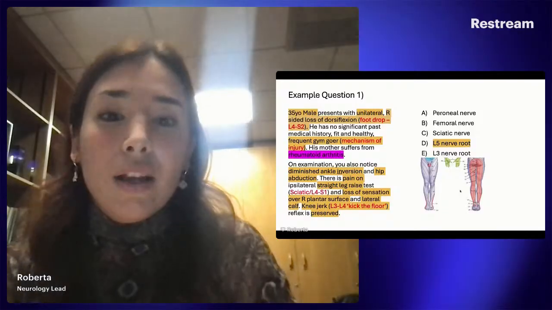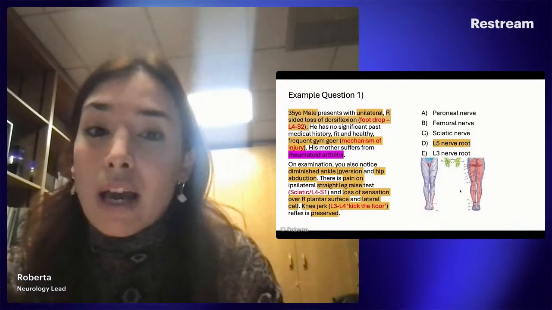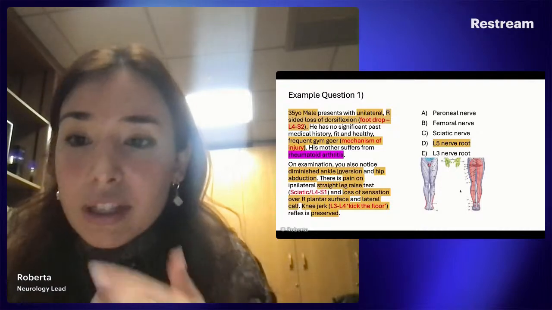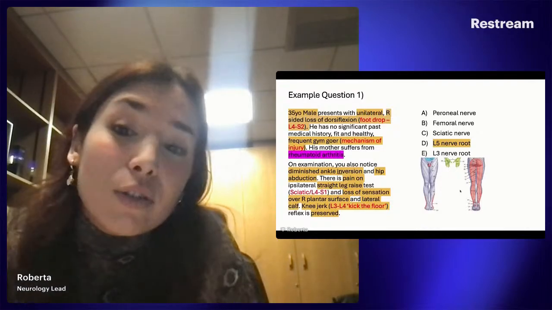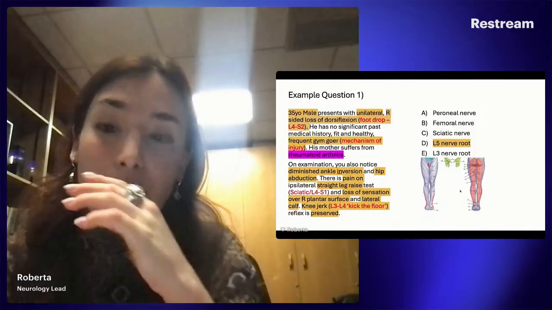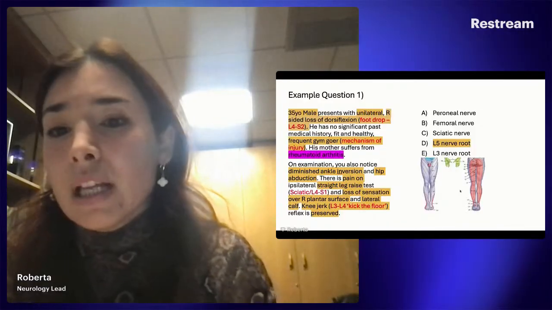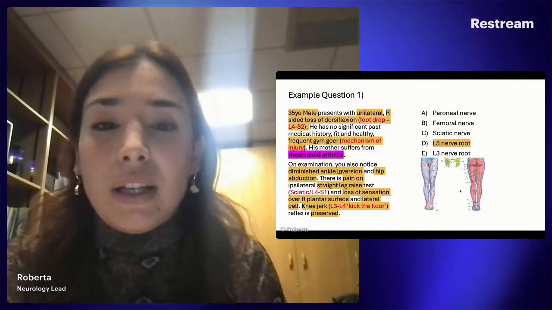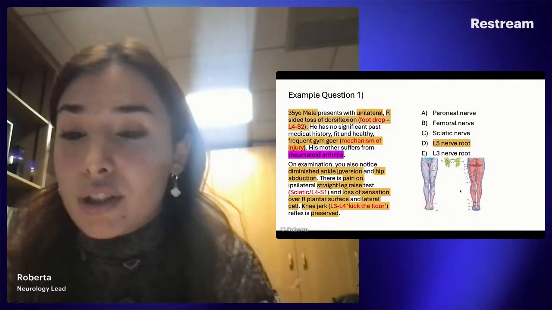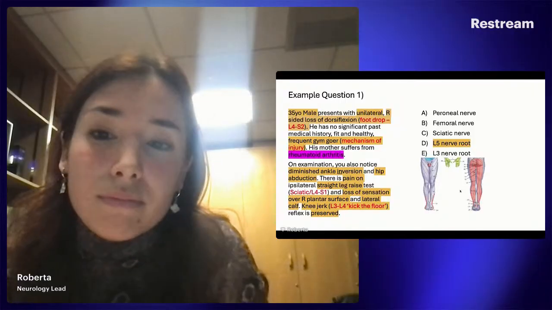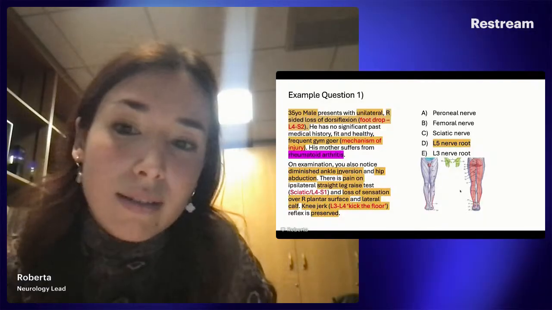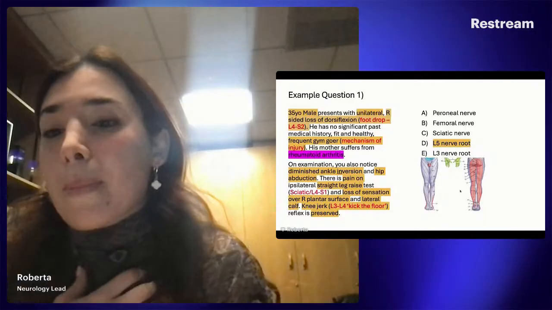So we can maybe start to rule out a few things from our options. He has no significant past medical history, but he's a frequent gym goer. This could be an insight into the mechanism of injury. We don't know. His mother suffers from rheumatoid arthritis. This is something that's there simply to distract you, really. It might be relevant, but it's unlikely at this stage in this case.